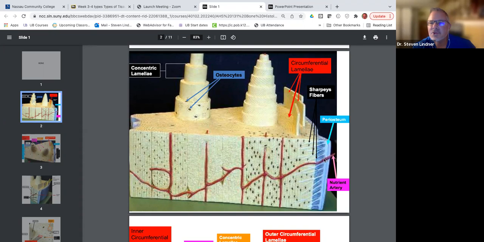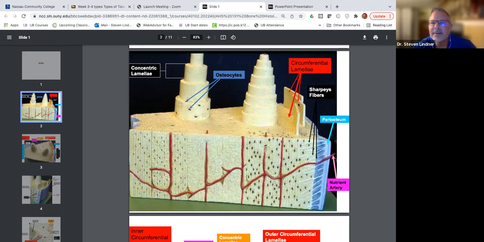We do have a nutrient artery that perforates right through the periosteum. And then you can see that it has many off branches at different levels and different layers, and they go through the very center of each osteon, right? They go through the Haversian canal, or the central canal.